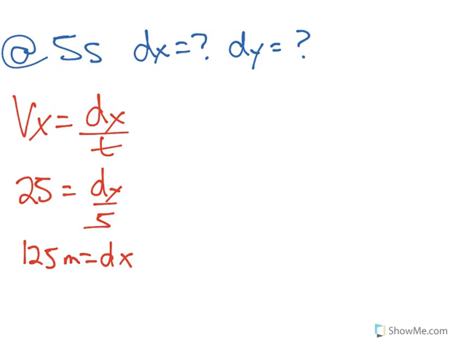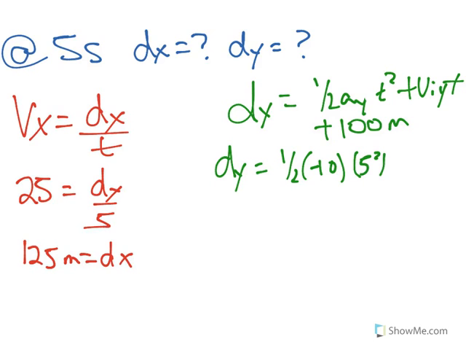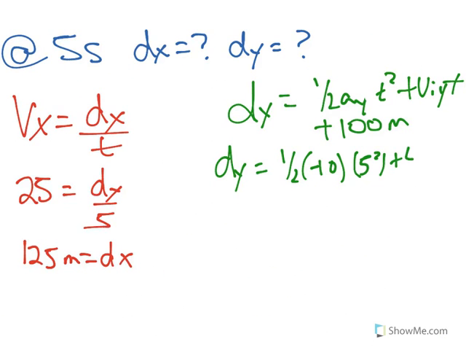Alright, so we get distance in the y. Distance in the y equals 1/2 ay t squared plus Viy t. So there is another part here though, because we're looking for its height. So since we're looking for the height of it, we need to put in the 100-meter height of the building as well. So plug in our numbers. dy is equal to 1/2 times -10 times 5 squared plus the initial velocity in the y, which is 43.3, 43.3 times 5 plus 100. So if we plug this in, we should get 191.5.